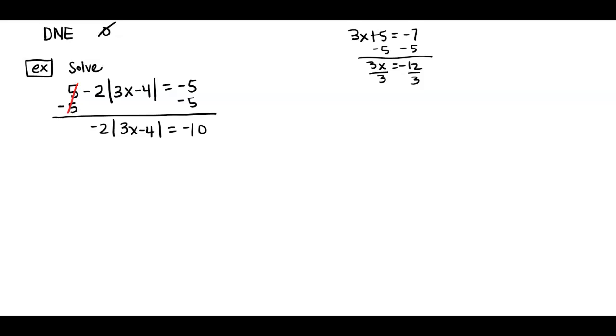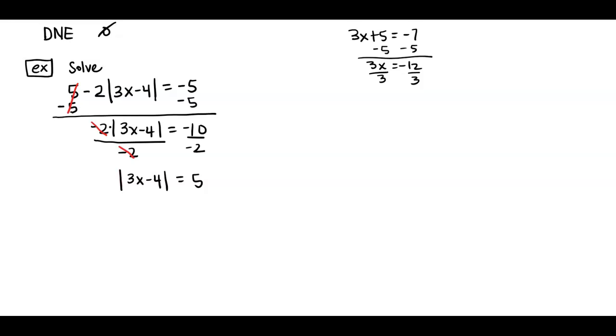All right, now this is connected by multiplication. Negative 2 times this, so I need to get rid of that negative 2, so I'm going to divide both sides by negative 2. And when I do that, those divide out, and that leaves me with the absolute value of 3x minus 4 equals positive 5.